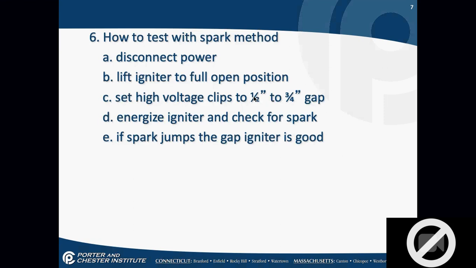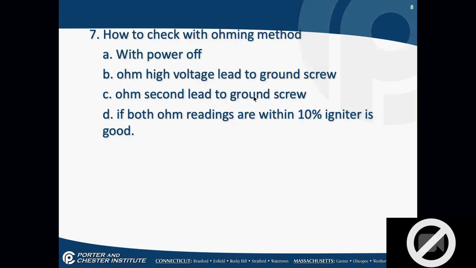Now, you can ohm it out, but you actually have to go to ground. You cannot go between the two terminals. With the power off, ohm a high voltage lead to ground. Then ohm the second high voltage lead to ground. Notice I'm not doing between the two high voltage leads. If the ohm readings are within 10%, the igniter's good. But again, you cannot take an ohm reading from lead to lead. You don't have a coil between the two. You've got to go to ground.